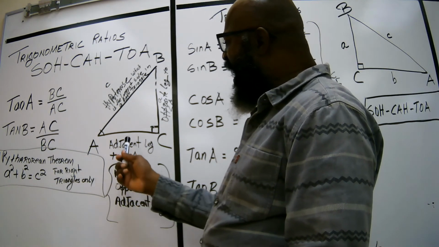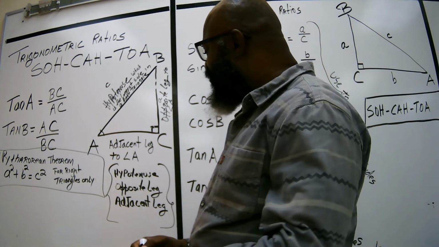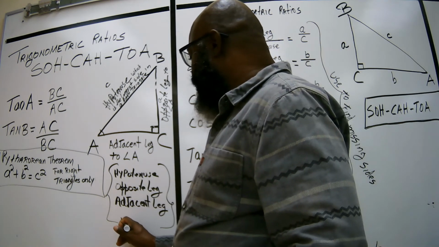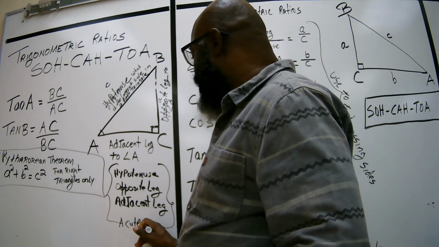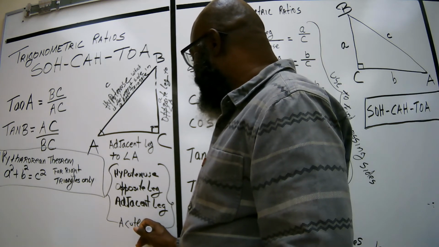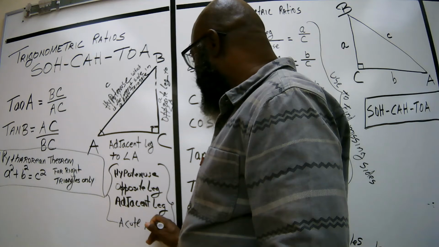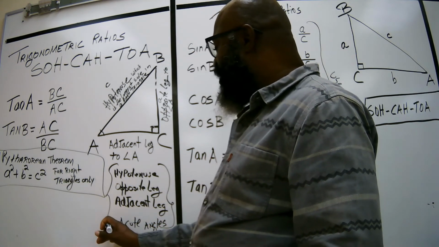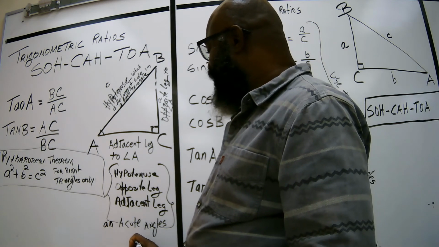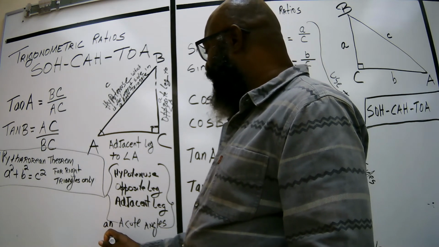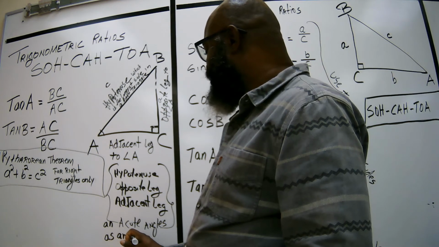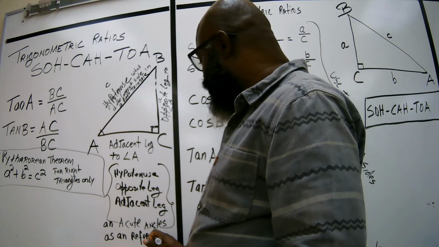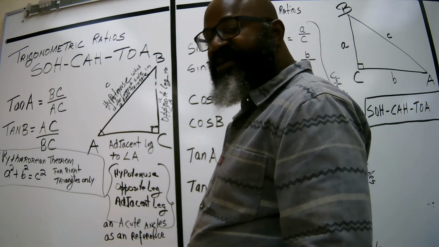So for the adjacent side and the hypotenuse, you have to use the acute angle. One of the acute angles, either one, has to be given to you as the reference angle. Meaning this is the location where you are. That has to be given.